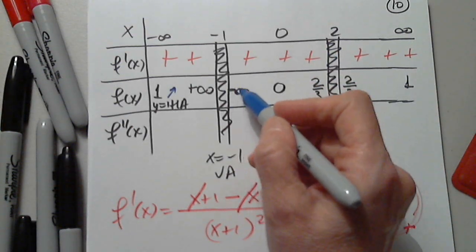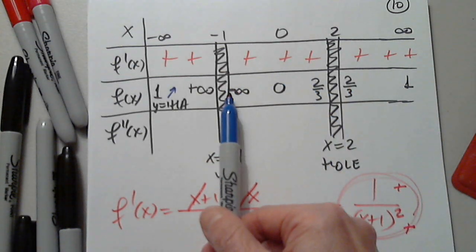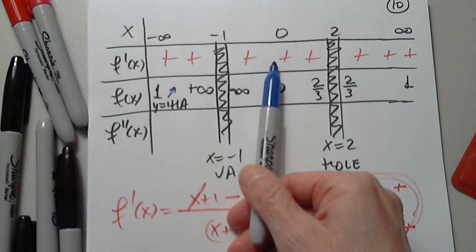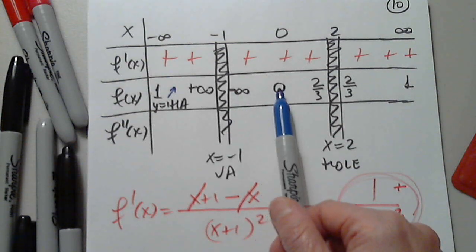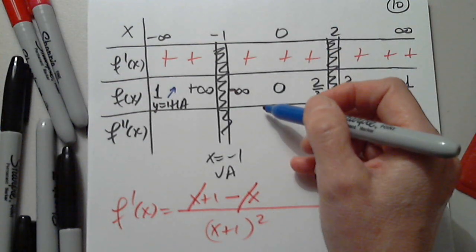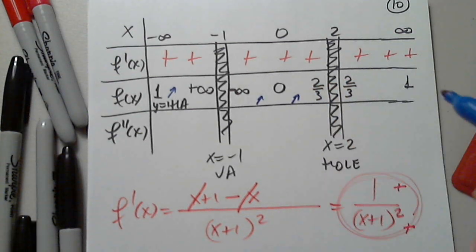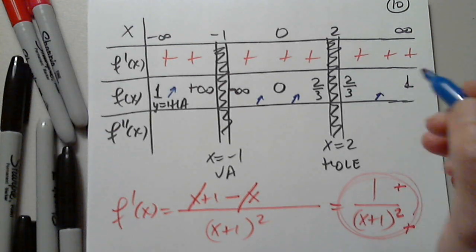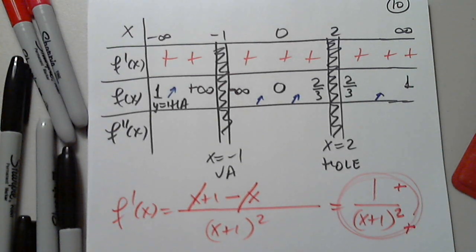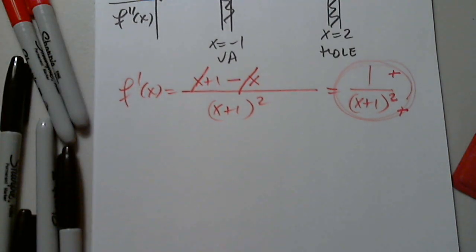See, if I put here by mistake positive infinity, then I'll say, oops, how can from positive infinity to 0 be increasing? Not possible. So from negative infinity to 0 to 2/3, is that correct? Yes. From 2/3 to 1, is that correct? Of course. So finally, we'll look at the second derivative.